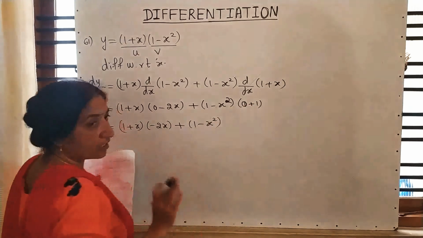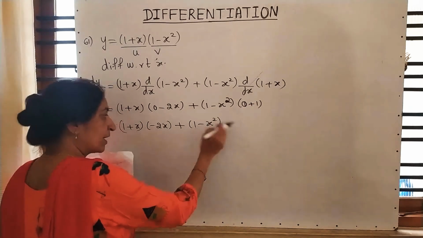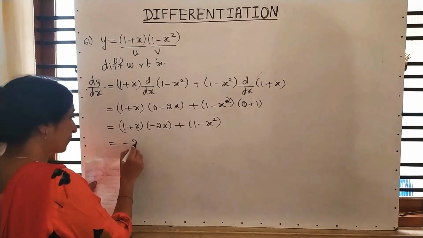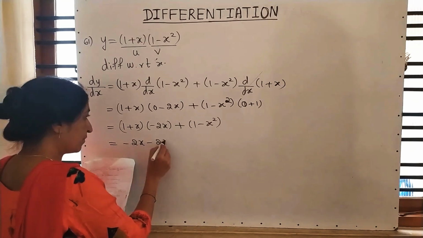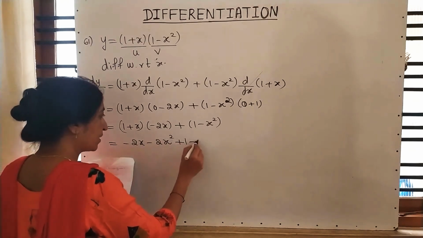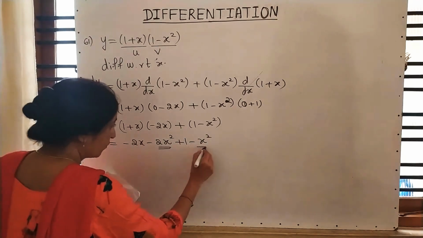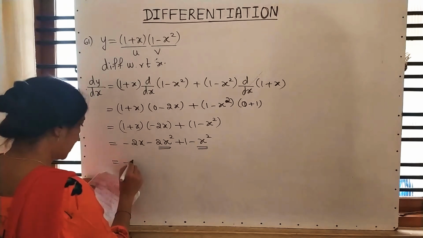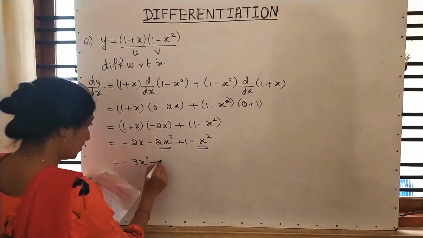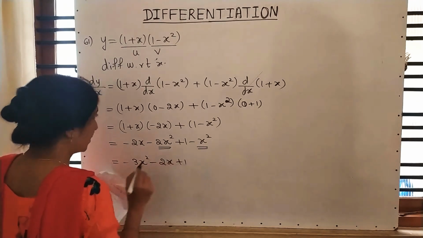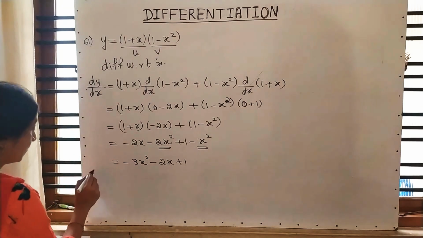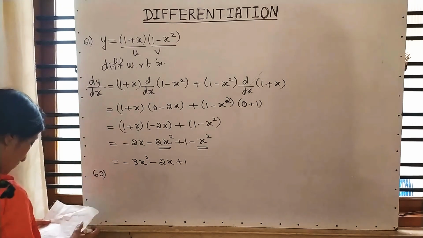0 plus 1 is 1. Any number into 1 you will get the same number. Multiply here. Minus 2x minus 2x square plus 1 minus x square. See, minus 2x square and minus x square are like terms. It is minus 3x square minus 2x plus 1. Is it very simple or what else? Question number 62.